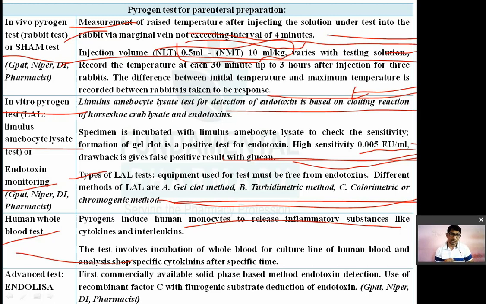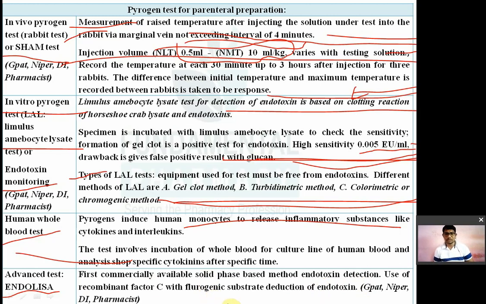For pyrogen you have different tests. First is the in vivo pyrogen test known as the sham test or rabbit test. Second is the in vitro pyrogen test known as the LAL test or limulus amoebocyte lysate test, or endotoxin monitoring test. Third test is the human whole blood test, and fourth test is the advanced Endolisa test. Endolisa, ठीक है. So first commercially available solid phase based method for endotoxin detection.